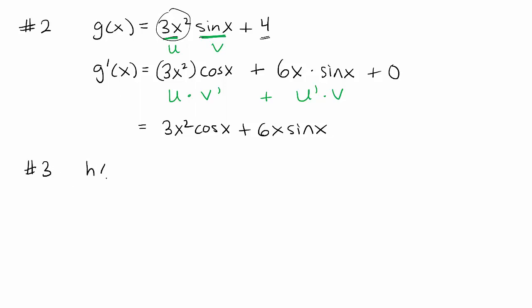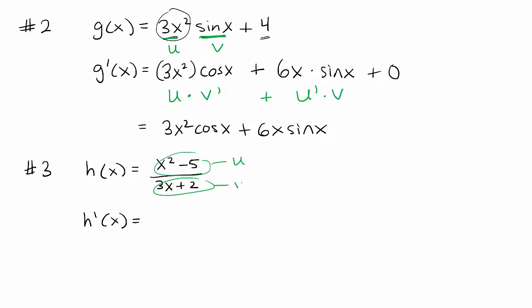All right, for number 3, we have h of x equals x squared minus 5 over 3x plus 2. I'm going to take the derivative of this. Write down that, use that correct notation, h prime of x. And for this one, I've got a quotient, so I'm going to have to use quotient rule. So this part here, the numerator, I'm going to call u, and the denominator is going to be v. So the quotient rule, as a reminder, it's going to be v times u prime minus u times v prime. That's going to be the numerator. And in the denominator, you're going to have v squared.